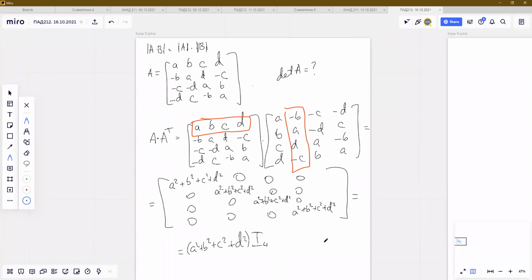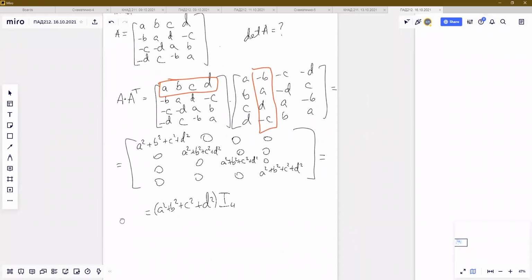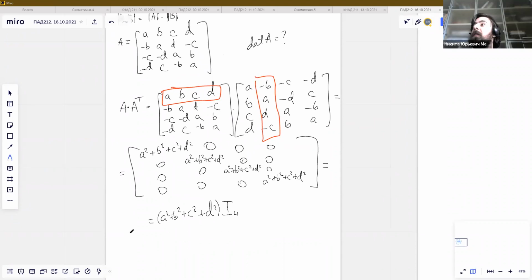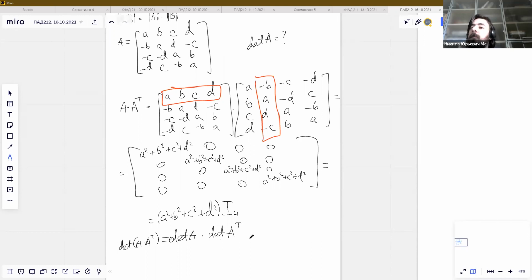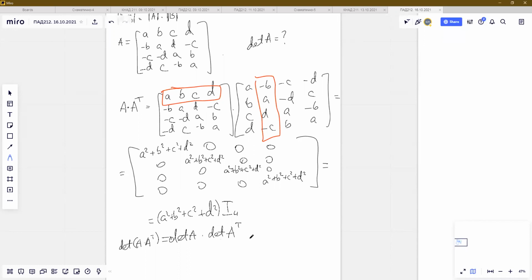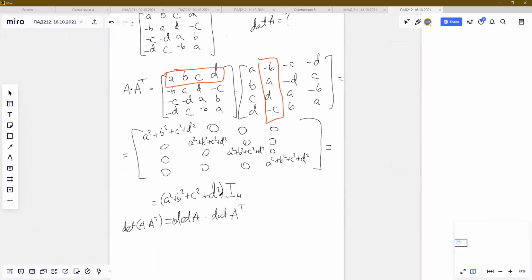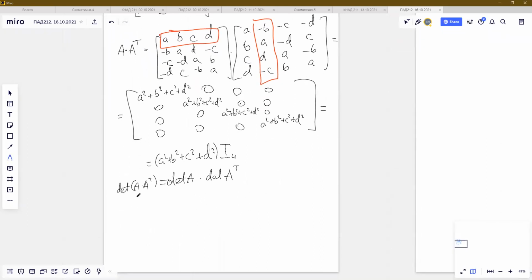We need to use the thing that you wrote in the first line. Obviously, yes, but how to use it? It's the determinant of A transposed multiplied by the determinant of A, and the determinant of A transposed is, okay, this is true. So what? And this determinant equals that thing in the diagonal in the power 4. Very good.